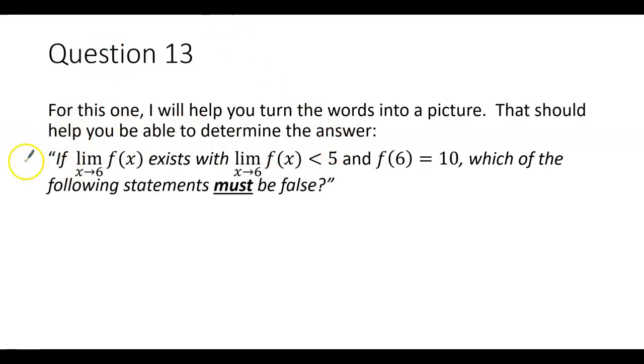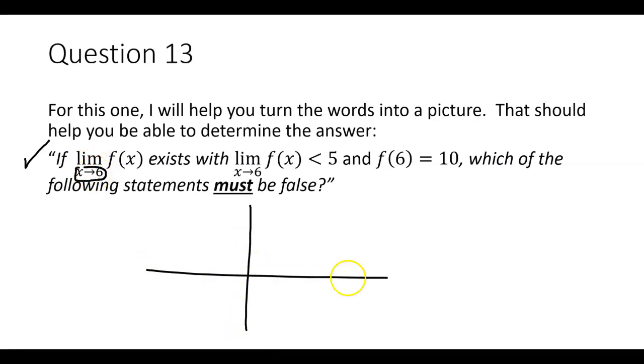So here's what they say. If the limit of f of x as x approaches 6 exists, with that limit value being less than 5, and f of 6 is equal to 10, which of the following statements must be false? All right, so to draw this graph, first of all, notice that we're approaching x equals 6. So as I'm drawing my graph here, we want to go out to 6 on the x-axis.